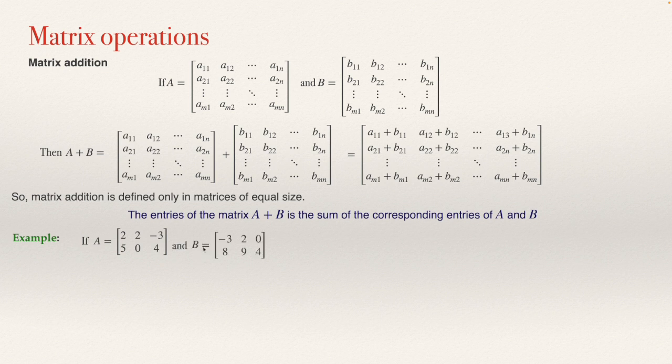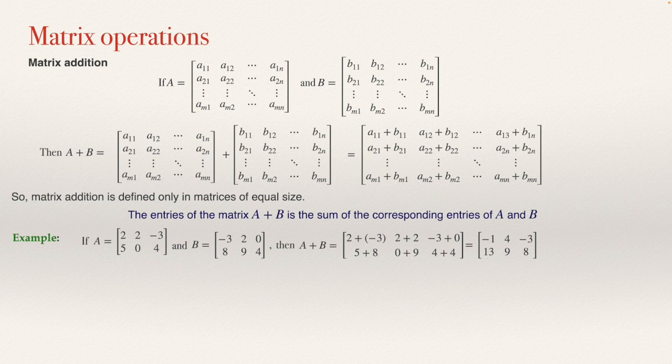Then A plus B will be 2 plus minus 3, 2 plus 2, negative 3 plus 0, and again 5 plus A, etc. So always for each entry you need to add the two corresponding entries of the original matrices, and the answer will be a matrix of the same size as the original. So again, this matrix will be a 2 by 3 matrix. So this number, 2 plus minus 3, is negative 1, this is 4, this is negative 3, this is 13, this is 9, and this is 8. So the answer will be this matrix.